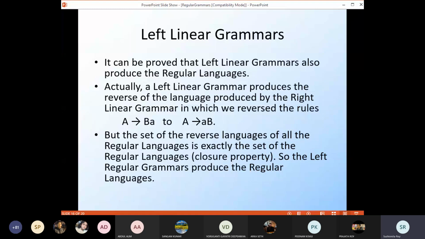If you have more than one final state, you add a single one and epsilon productions to them, and then you reverse all the arcs. Okay, so try to remember that diagram which I had given you. If you remember that diagram, everything becomes very clear.